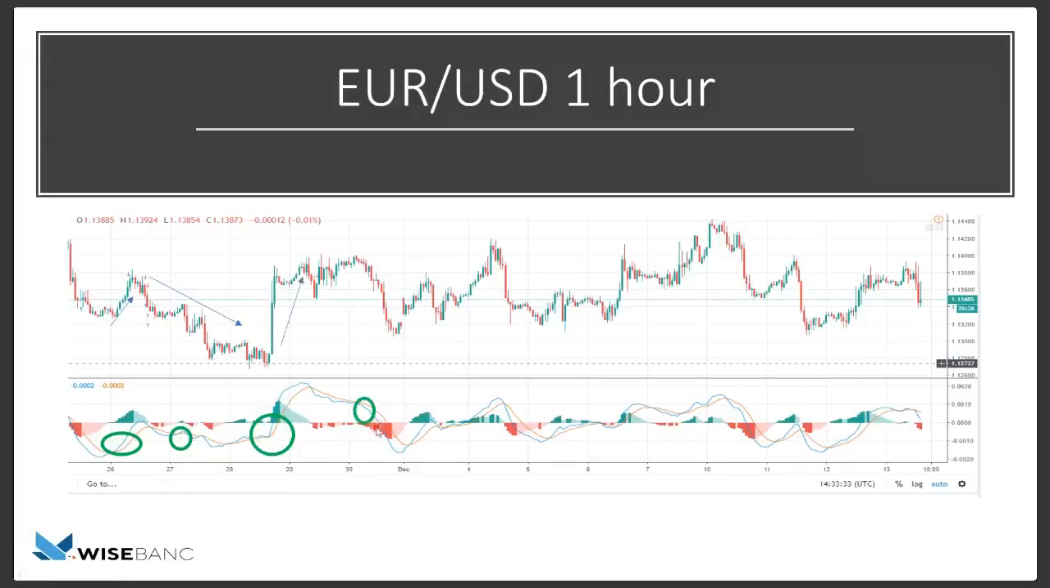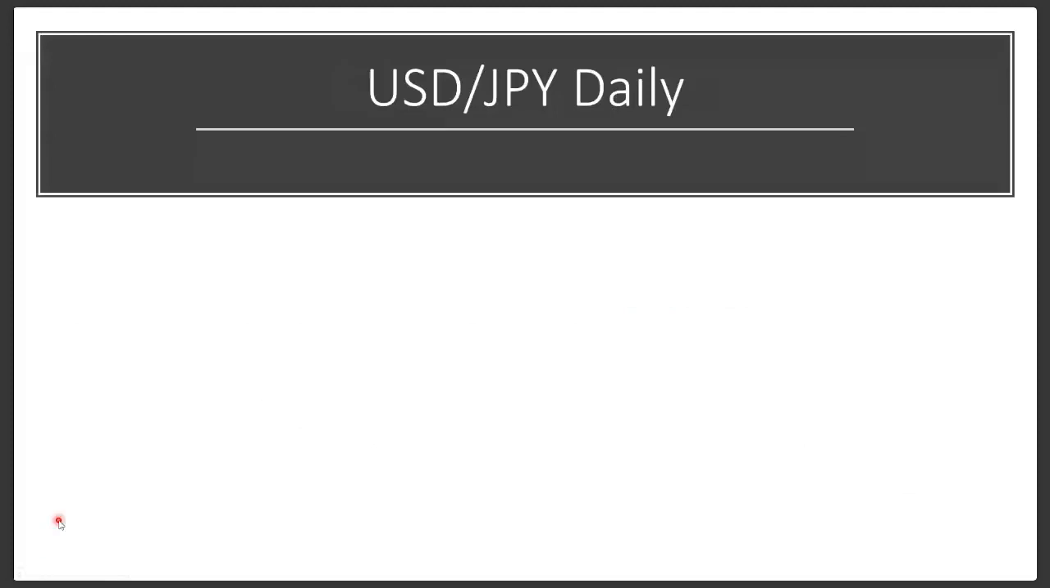Crosses below, the histogram gets wider, and what happens to the asset? The asset starts to fall, and so on. Crosses below, bars widen, and the asset starts to fall. Let's look at another example.